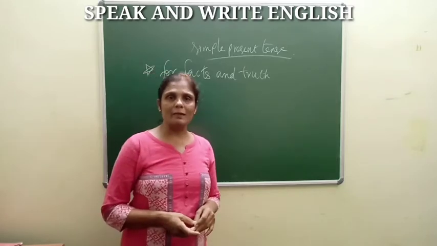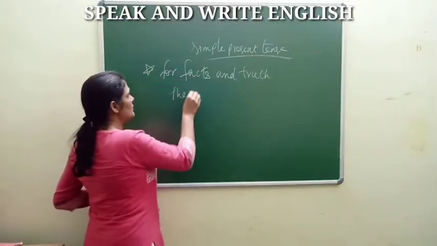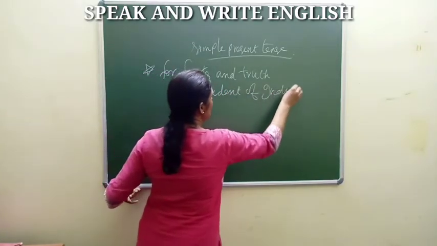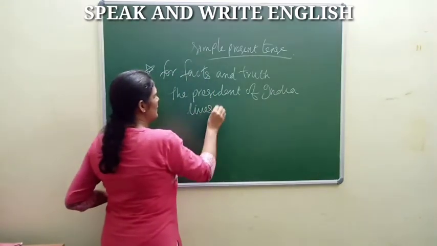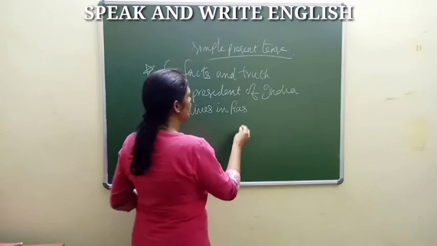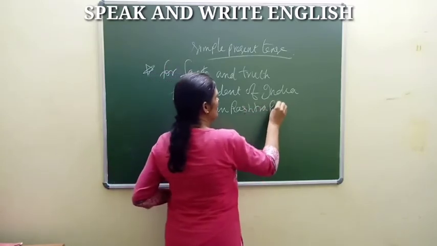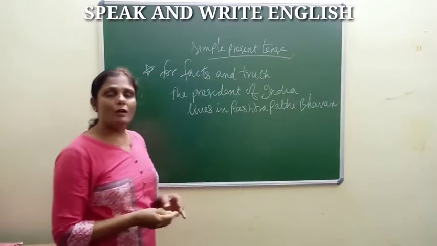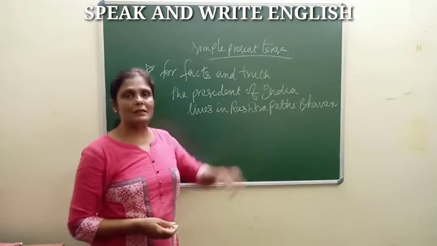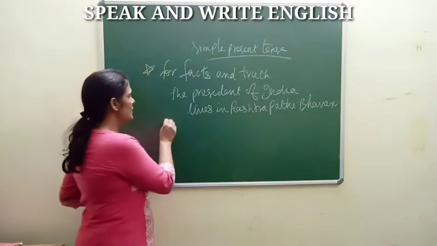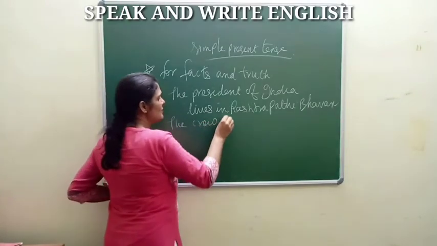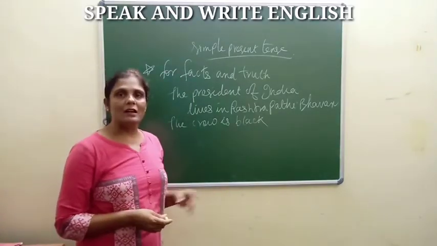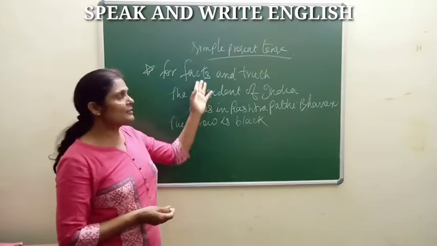Let us understand this with some examples. The President of India lives in Rashtrapati Bhavan, which is a fact. We say the crow is black. That again is a fact, that is a truth, that the crow is black. The crow cannot be of any other color, that is a fact or the truth.